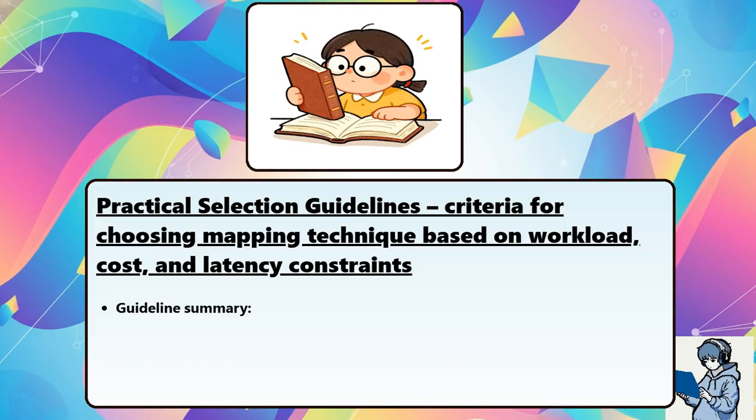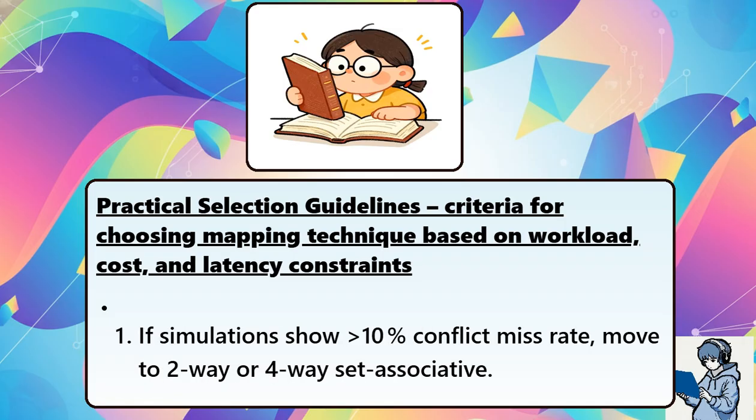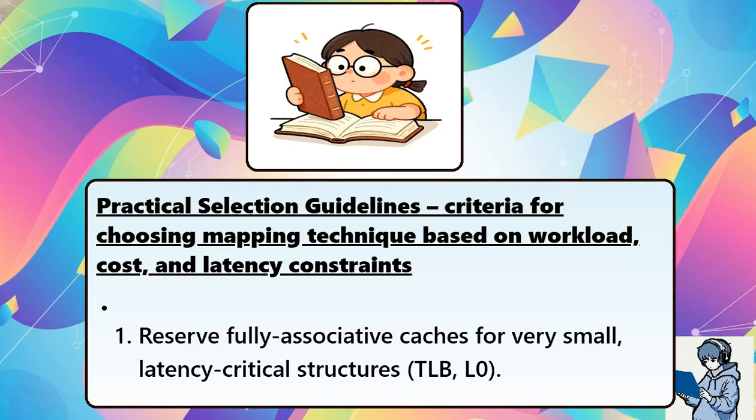Guidelines summary. Step 1. Start with a direct mapped design for small, low-power caches. Step 2. If simulations show greater than 10% conflict miss rate, move to 2-way or 4-way set associative. Step 3. For critical high-performance cores, for example superscalar CPUs, use 8-way or higher set associative L1 or L2 caches. Step 4. Reserve fully associative caches for very small latency-critical structures, such as TLB or L0.